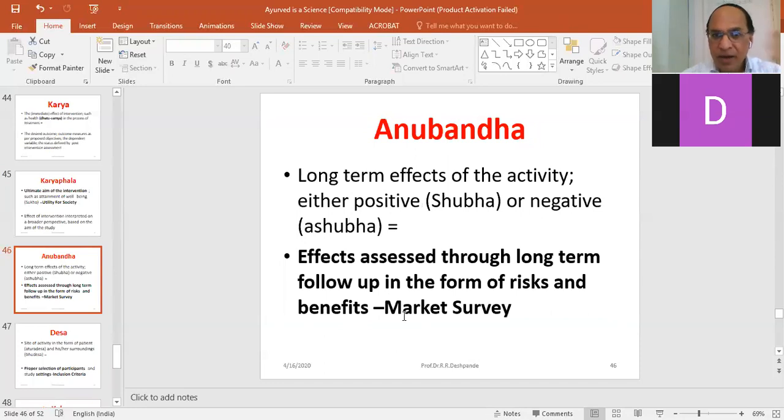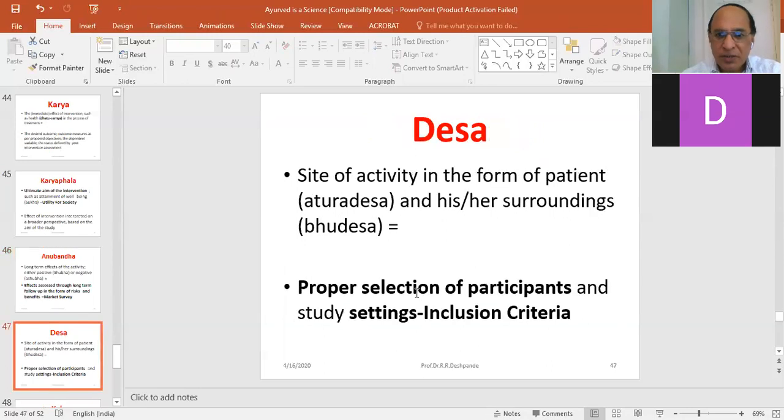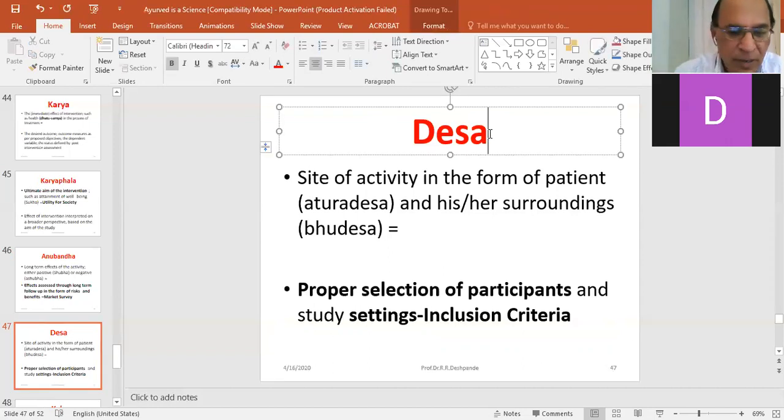As I have mentioned, it's market survey. Anubandha, long-term connection with your thesis. Desha, again proper selection of the participants, proper Prakruti determination, proper Sarata Parikshan, proper geographical Desh is also Desh. Human body is also Desh, geographical area where you are making research. In the hot countries, in the cold countries, in Delhi, in Pune, in Kerala. That's why there is importance of multi-centric trials. Why is this important? I will write down.